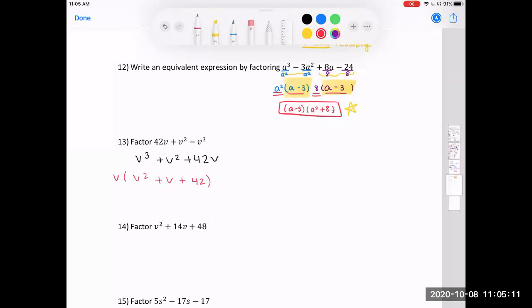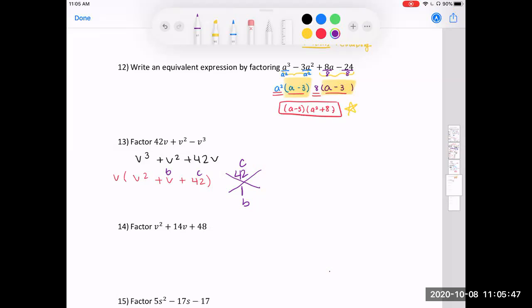Okay, from there, we try to see if we can factor anything more. We have a trinomial, and I see that it can be factorable. Now, to factor a trinomial where our leading coefficient is 1, I want numbers that multiply to give you your C term, but add to give you your B term. So I want numbers that multiply to give me 42, but add to give me 1. 7 and 2 multiply to give me 42, but their difference is not 1.